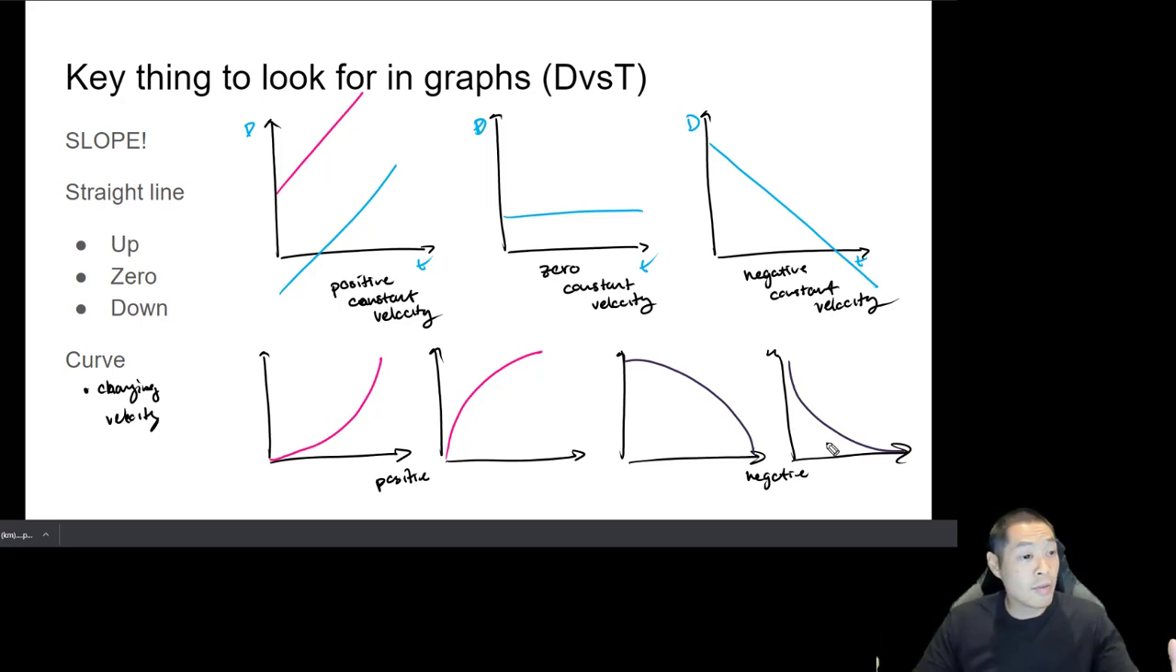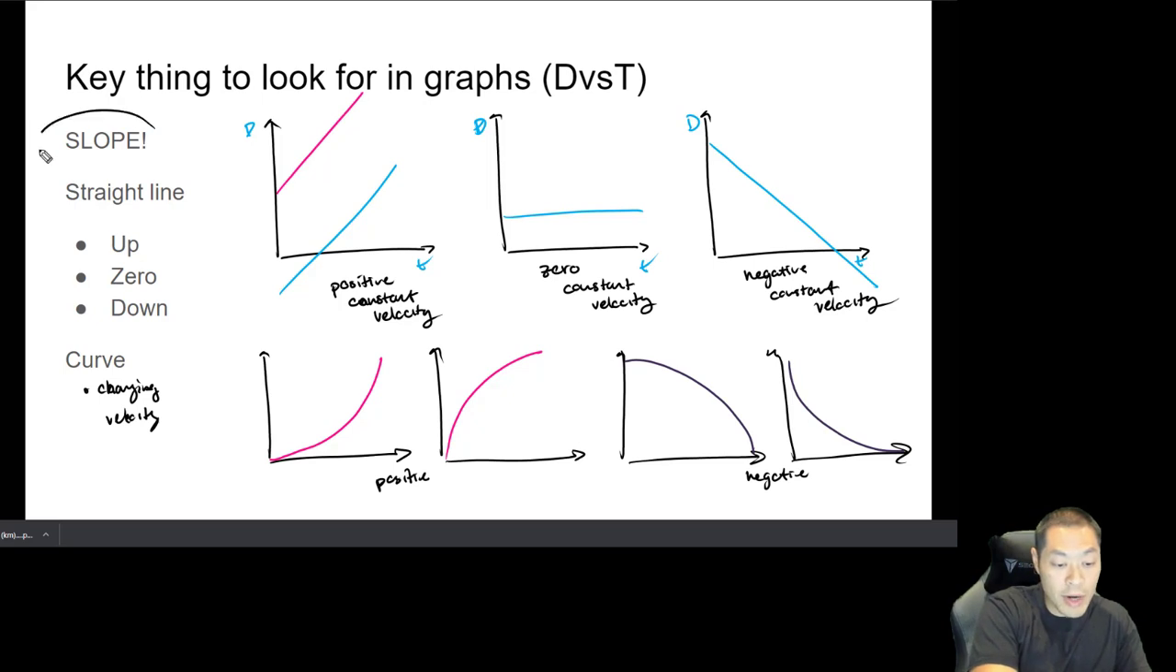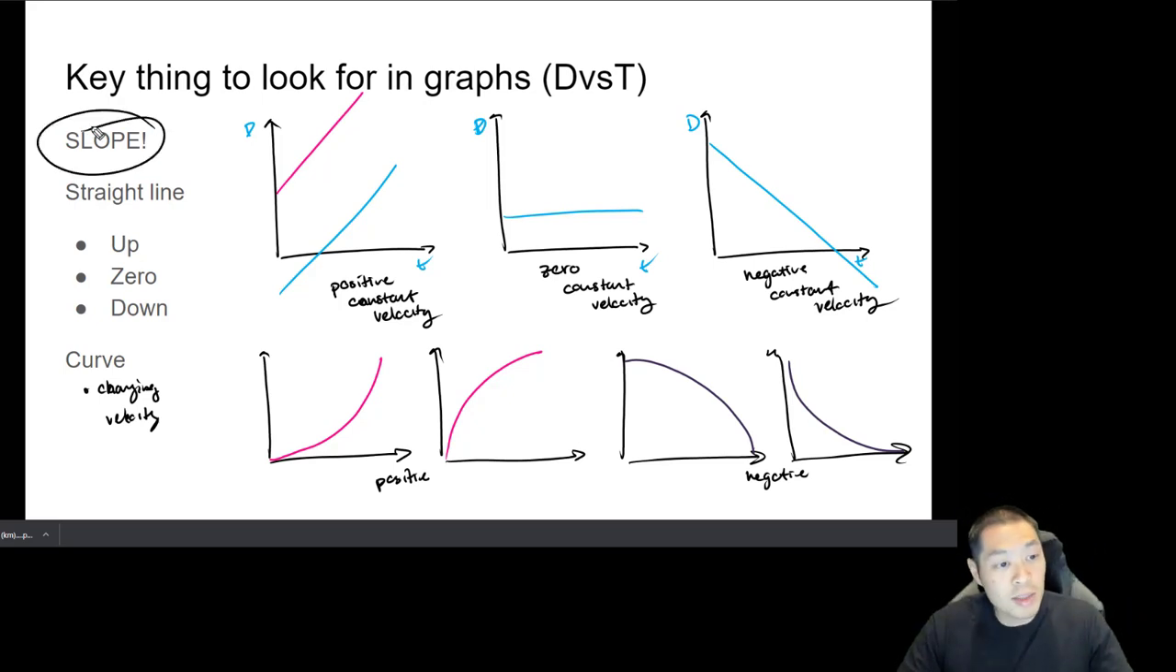So the key thing to look at for a D versus T graph is slope. Here's all the different possibilities if it's a straight line versus a curve. Now for us, we're always going to say it's a nice smooth curve. We're not going to have anything crazy that looks like this. In real life that could happen, but for us we're not, because this requires calculus, which we're not going to do. Everything here we could solve algebraically, so that's how we're going to keep it.